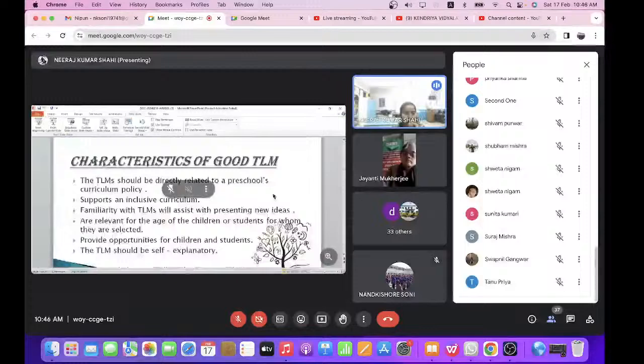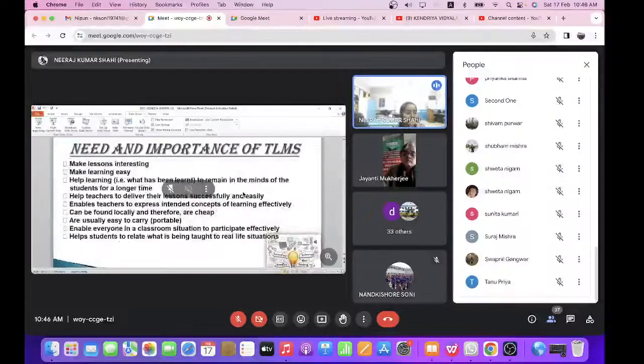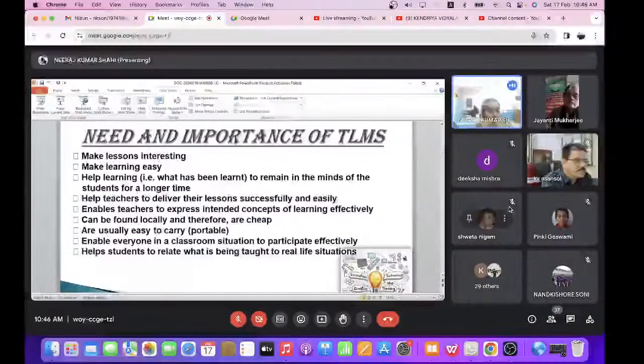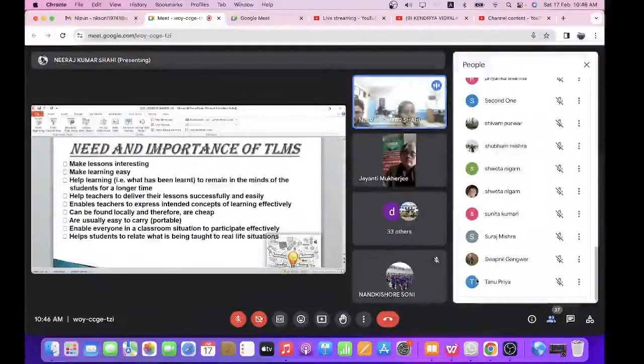So we were talking about the TLM importance. We can say that TLM enables teachers to explain the intended concept of learning effectively. As I told you, if I want to teach the ATM, then by using the TLM a small model can be presented in front of the students, and to connect with real life, we can also tell the students to go with their parents and see how the ATM works.